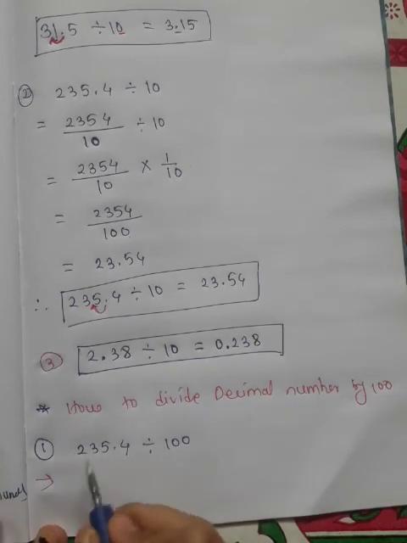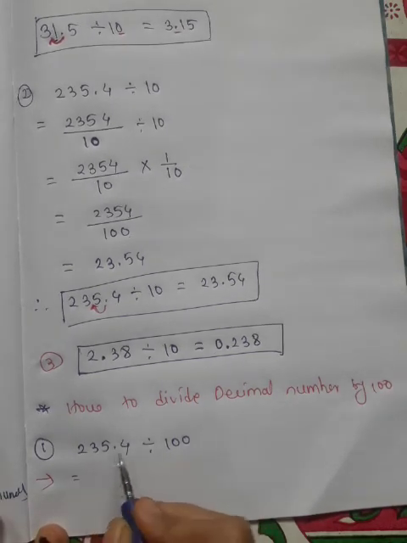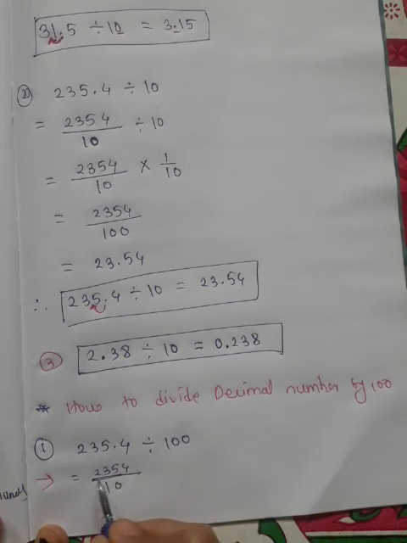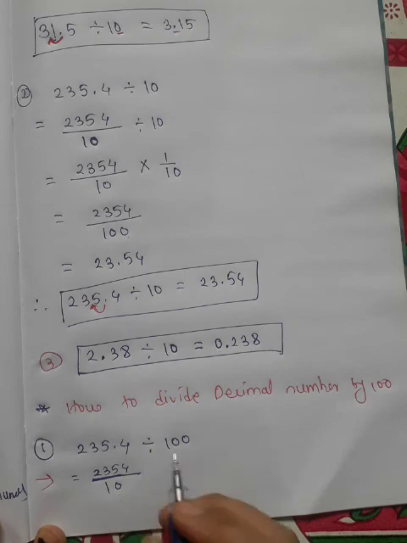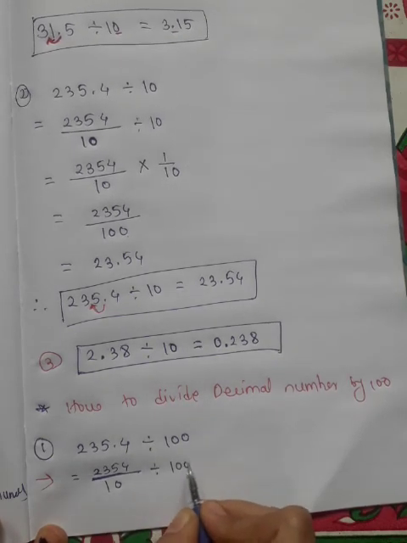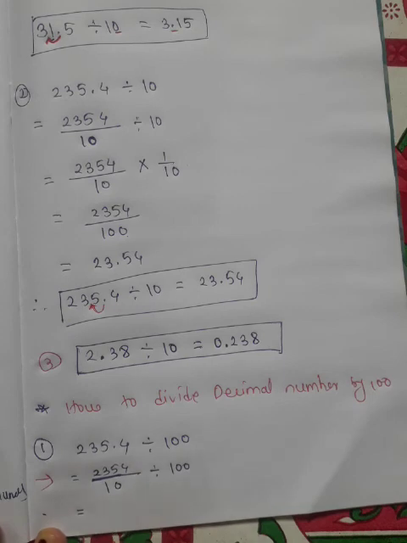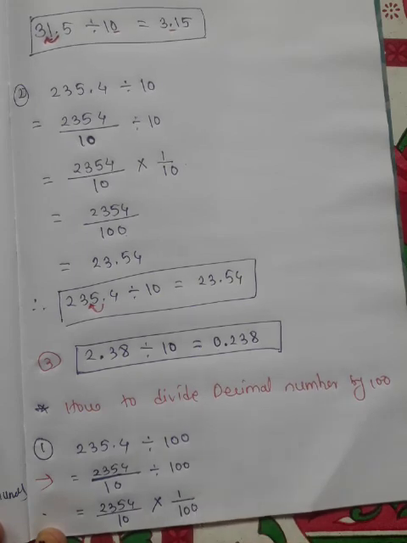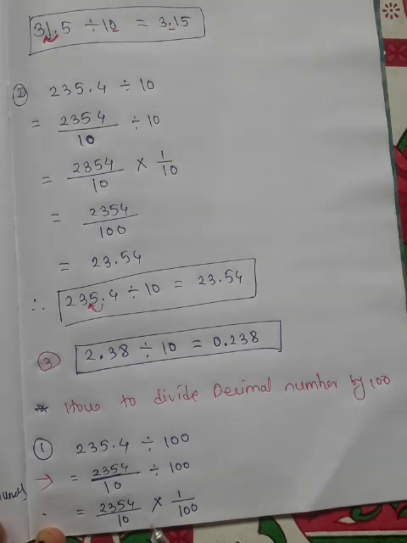First, convert this decimal number into a fraction. See, there is one digit after the decimal point, so this decimal number can be written as a fraction as 2354 divided by 10. Division sign as it is, 100 as it is. Now it is our second step. First fraction as it is, replace division sign by multiplication and write the reciprocal of 100. Reciprocal of 100 is 1 upon 100. We have discussed this in the part of fractions. Okay, so you must know.